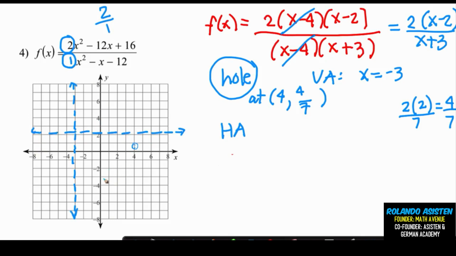Then let's find the y-intercept. At the y-intercept, x equals 0. If x equals 0, the numerator would become 16. Because this becomes 0, 0, so you have 16. And the denominator would be, this becomes 0, 0, -12. And 16 over -12 is -4/3, or -1 1/3.